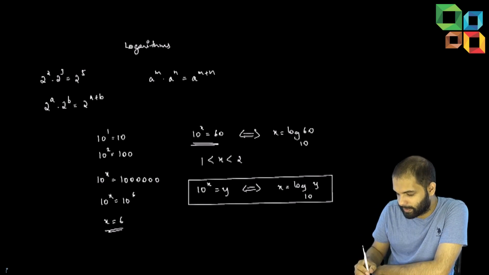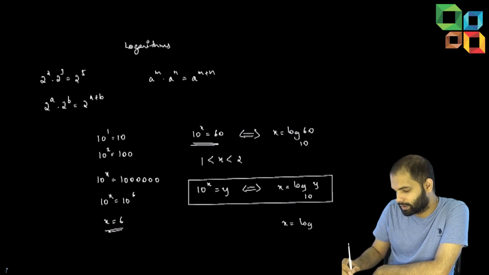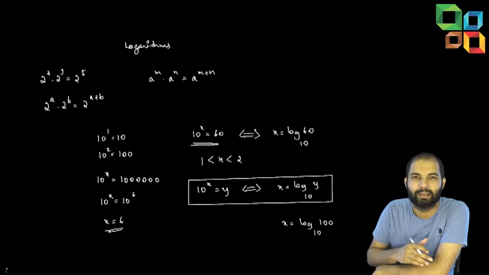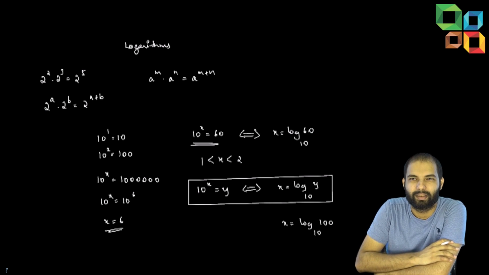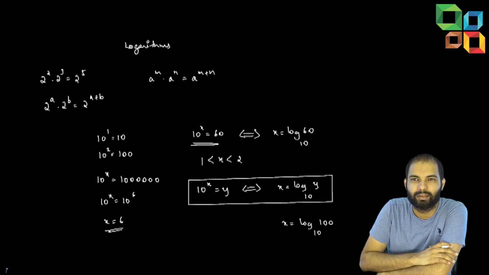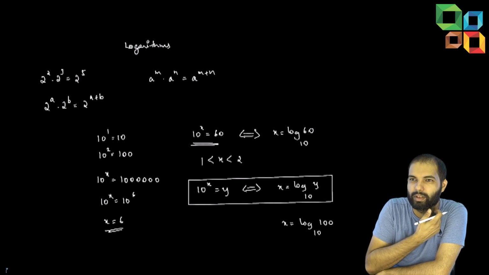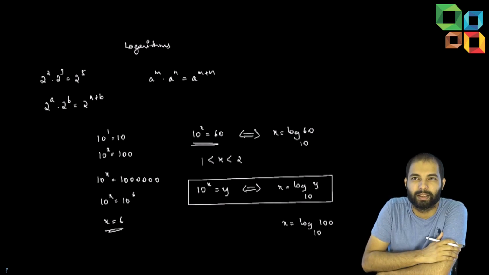Okay. So suppose I write the statement here: x is equal to log 100 base 10. Can you tell me what x is? 2. Everybody gets this? Does anybody have a doubt how to figure out the answer? If you have a doubt, please ask, because if you are not asking, I'll assume that it's clear.